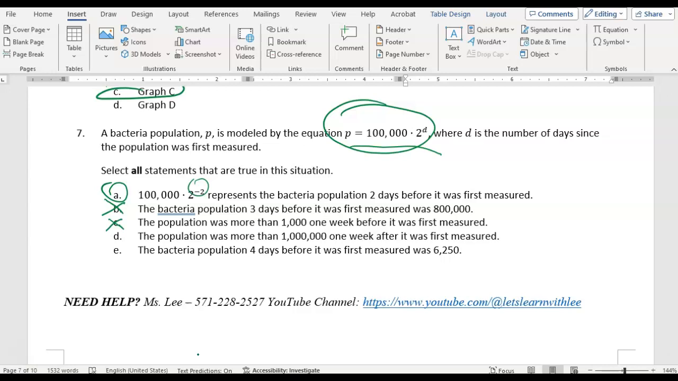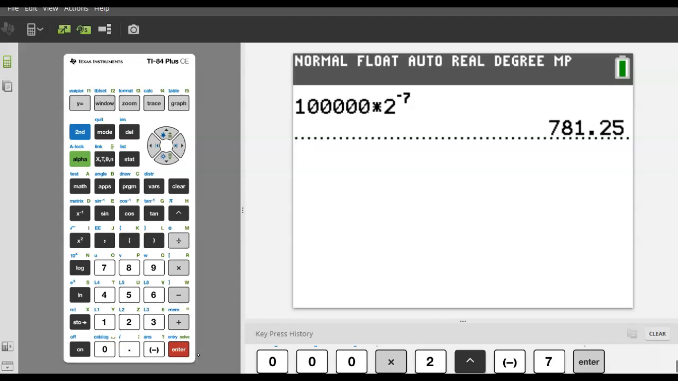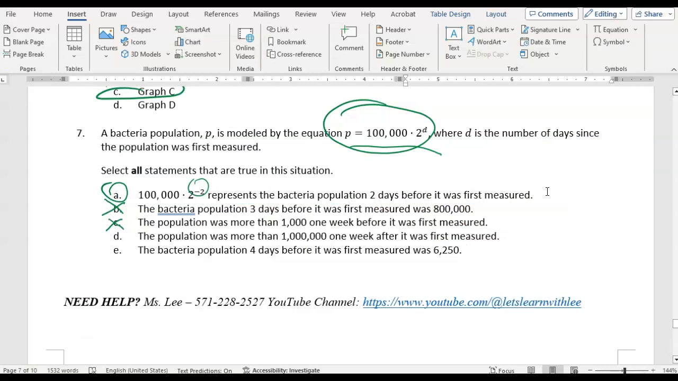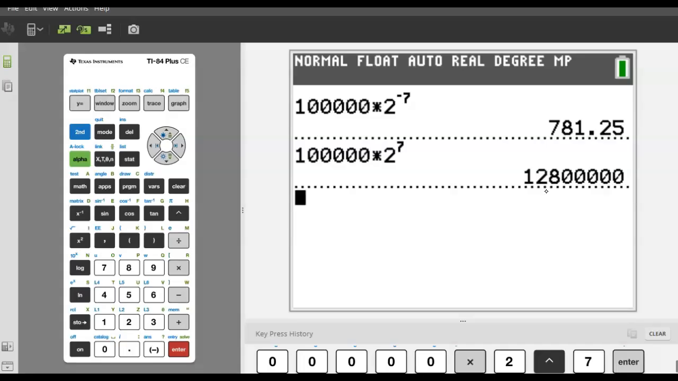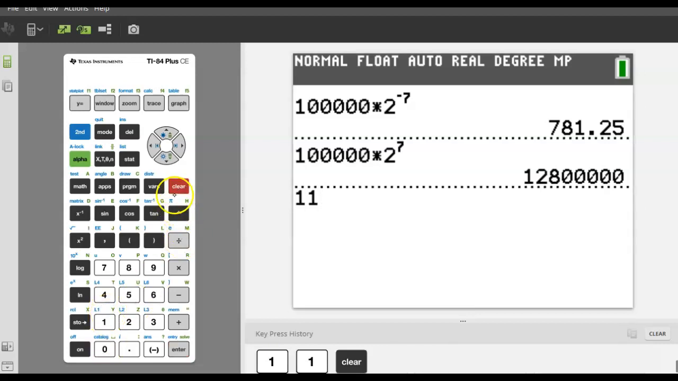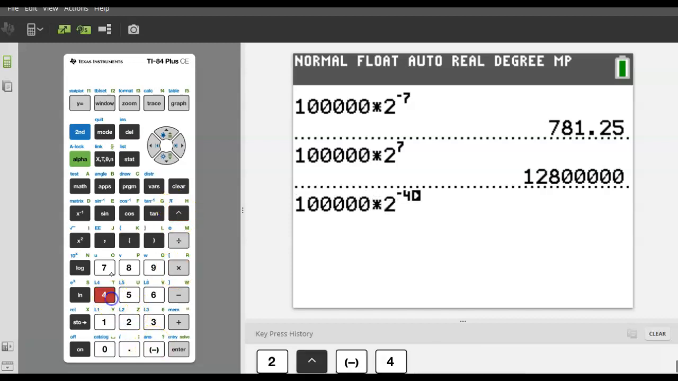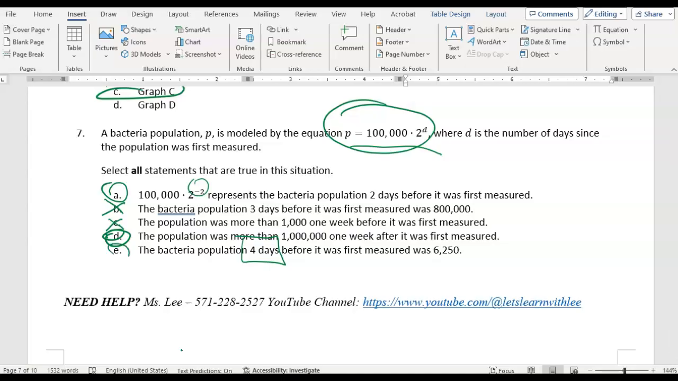The population was more than 1 million 1 week after it was measured. So same equation here. Times 2 to the power of 7 now is 12,800,000. So yes, that is definitely more than 1 million. And then letter E, the bacteria population 4 days before it was first measured. So 4 days, let's do 100,000 times 2 to the power of negative 4. Was it 4 days? Yep, it is 6,250. So yes, that is true.